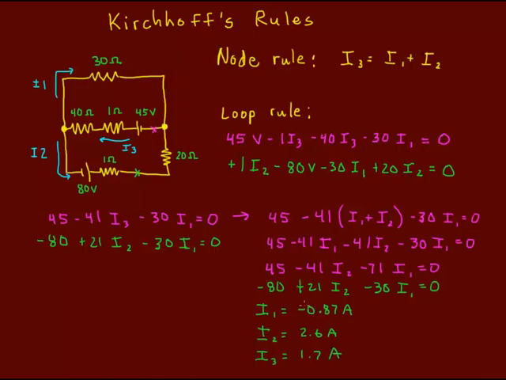Now, what's interesting here is that I1 is negative. What does that mean? What that means is, if you notice up here, we've got I1 going kind of from left to right across this resistor. The negative means that it really doesn't go that way. It goes the other way. So the negative indicates direction.